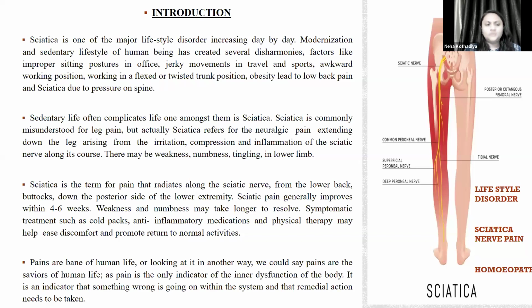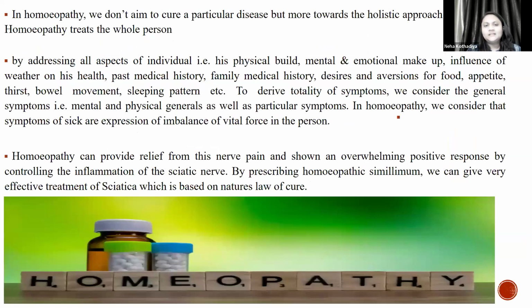As the name suggests, sciatica is the term for pain that radiates along the sciatic nerve from the lower back to the buttocks, down to the posterior side of the lower extremity. Generally with the pain there is weakness and numbness, which may take longer to resolve. In homeopathy, all the medicines work wonderfully, but today in this session we will discuss the major sciatica medicines.